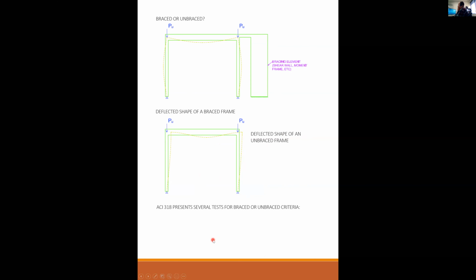ACI 318 presents several tests for braced or unbraced criteria. ACI 318 6.2.5 says that if a bracing element has a stiffness of at least 12 times the gross stiffness of all columns in that story, then those columns are braced. So here, this shear wall would be many times more than 12 times stiffer than these spindly little columns here.